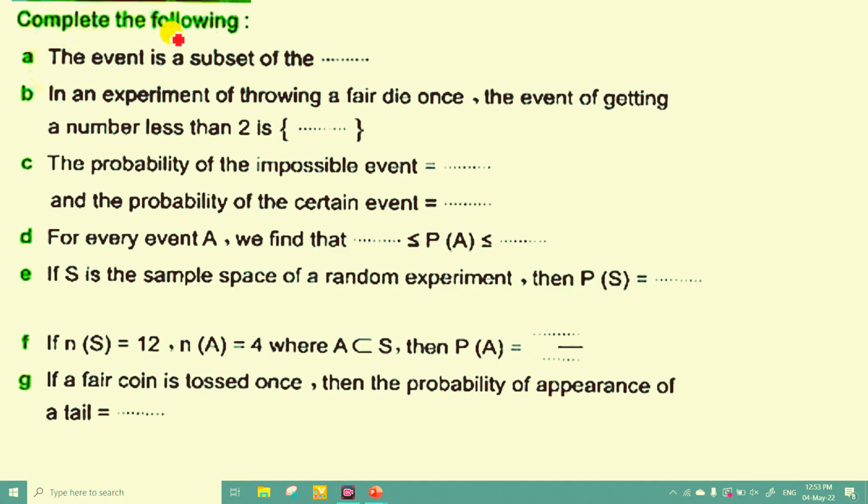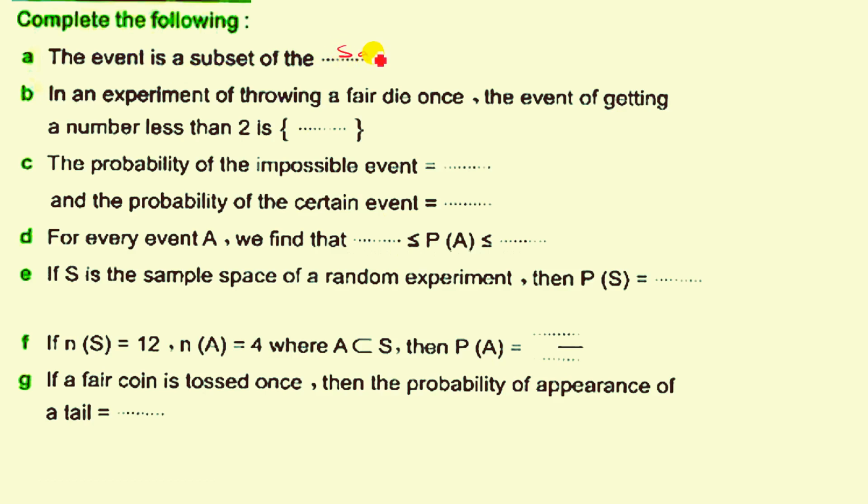Complete the following. The event is a subset of the sample space. الevent بيكون subset of the sample space. In an experiment of throwing a fair die once, the event of getting a number less than 2. لما ارمي الداي اللي أقل من 2 مفيش غير ايه 1. الداي عليه من 1 to 6، هو عايز less than 2 يبقى 1.